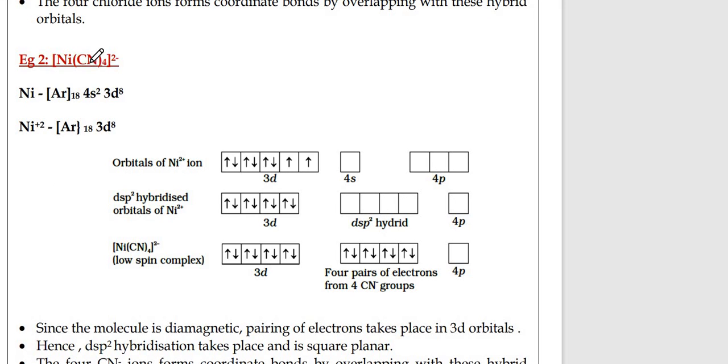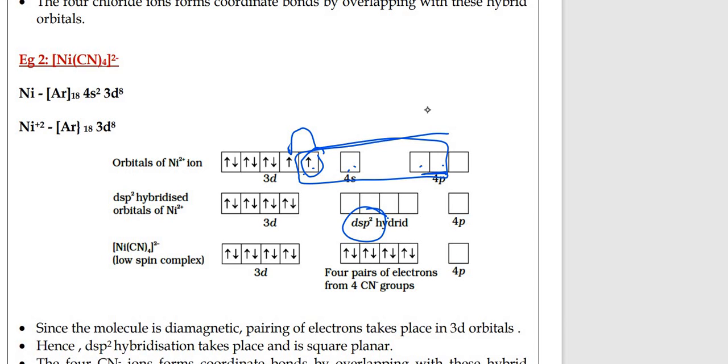Now CN is a strong ligand, and strong ligands push electrons, they do pairing. So this electron will be paired up, and I'll get 1 d orbital also empty. So this will move here, it will get paired, and I'll get this empty one. 1, 2, 3, 4. So I'll use these 4 orbitals to put electrons of CN. Since I'm using 1d, s and p, so 3d1, 4s and 4p2, the hybridization will be dsp2.